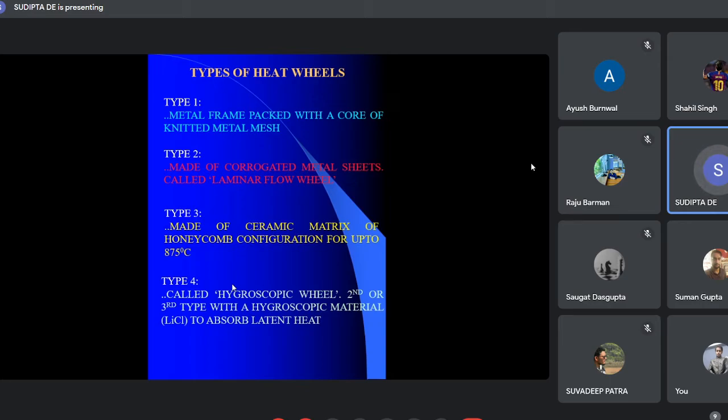So just comment on this type 4: though the type 4 is best with respect to heat recovery, it needs regular maintenance, and hence the cost effectivity of such wheels must be justified against its heat recovery.